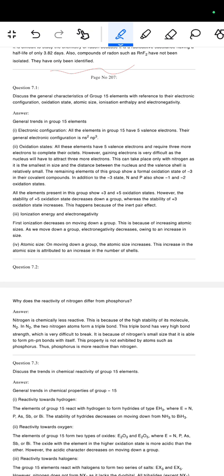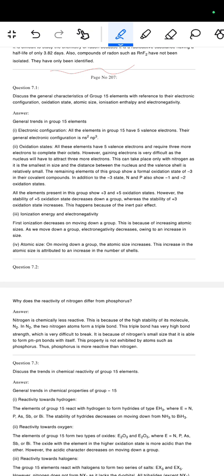Next है कि discuss the general characteristics of the group 15 elements with reference to their electronic configuration, oxidation state, atomic size, ionization enthalpy and electronegativity. तो general trends in the group 15 elements होता है electronic configuration में कि all the elements in group 15 have 5 valence electrons. The general electronic configuration होता है ns2 np3. All the elements have 5 valence electrons and require 3 more electrons to complete the octet.